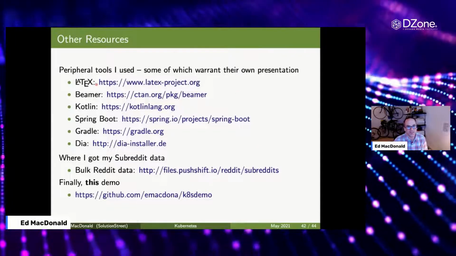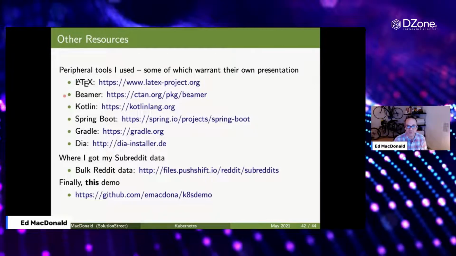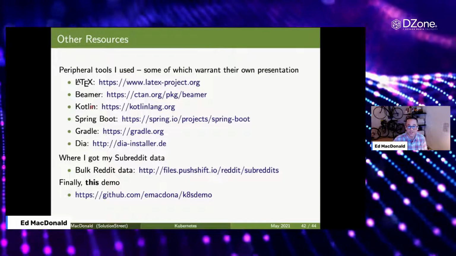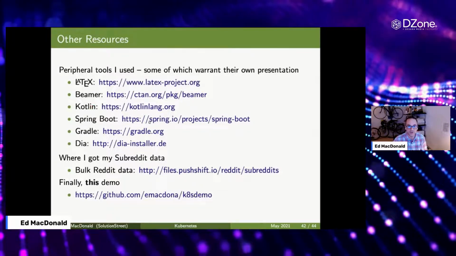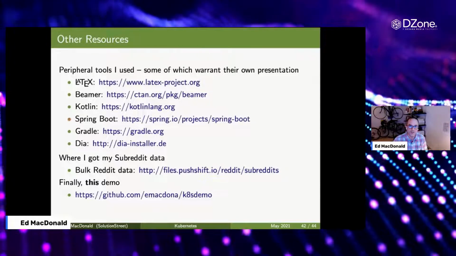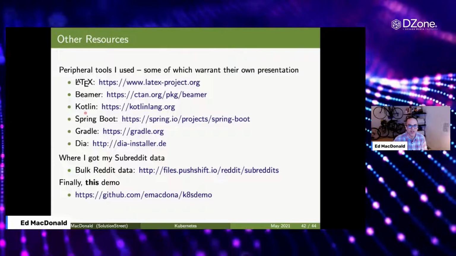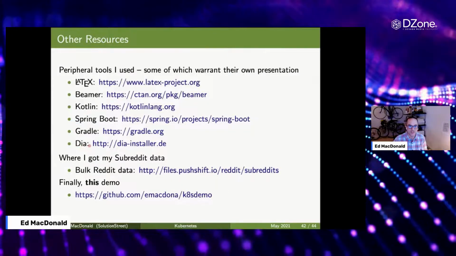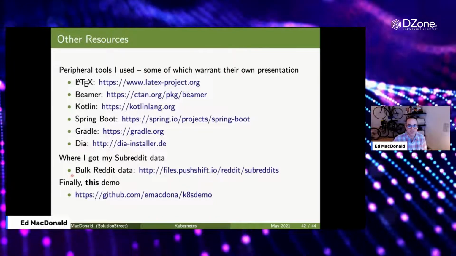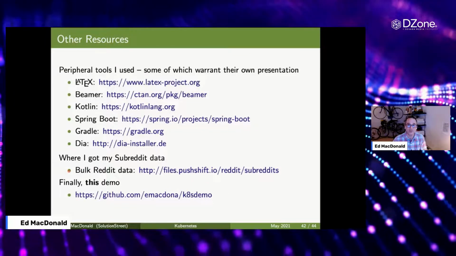I used a bunch of tools to put this together, LaTeX and Beamer, 2 of my favorite tools. Highly advise you check them out, but they are kind of esoteric. I used Kotlin to build the applications because it enabled me to write even less code. I use Spring Boot, which is extremely popular with the microservices community. A lot of microservices are written using Spring Boot and deployed to Kubernetes. I used Gradle to build the apps. I used a tool called Dia to build all the diagrams that you've seen in the apps. And I got the bulk Reddit data from this website here. It's just a website that has bulk Reddit data.